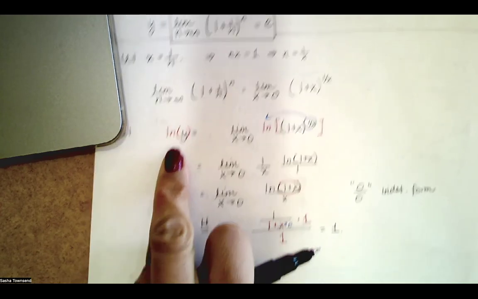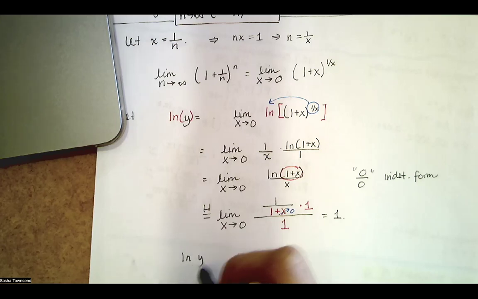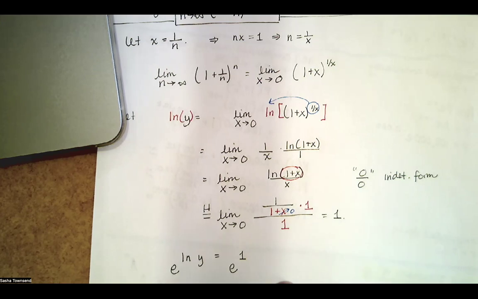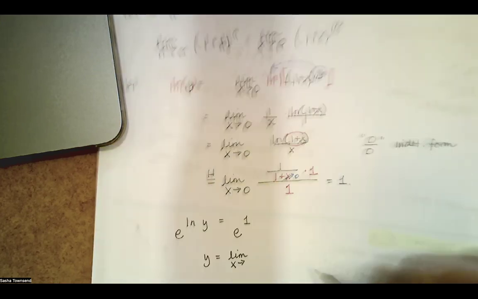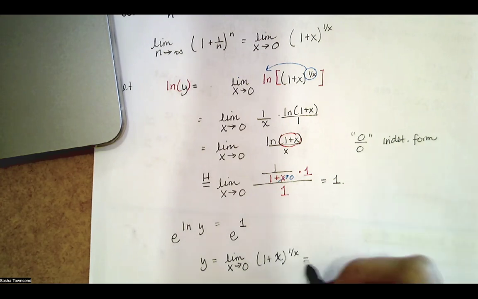And that's natural log of y. So if I want to get y by itself, I exponentiate both sides. Say e to the natural log of y equals e to the first. So y, which was the limit as x approaches 0 of 1 plus x, raised to the 1 over x, equals e.